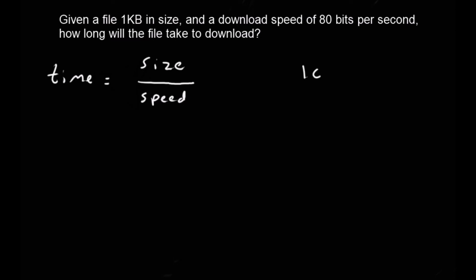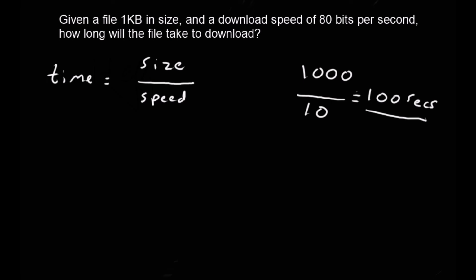We plug that into the formula, so that's 1,000 bytes. Download speed is 80 bits. Well, we convert that into bytes per second, so that will be now 10 bytes per second. So the time taken is equal to 1,000 divided by 10. Well, that is equal to 100, and in this case, it's seconds. So that's our answer there, 100 seconds.